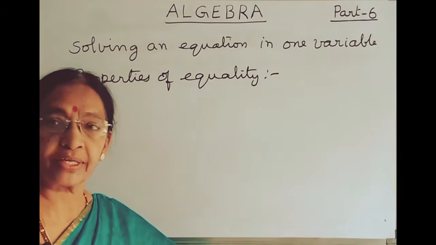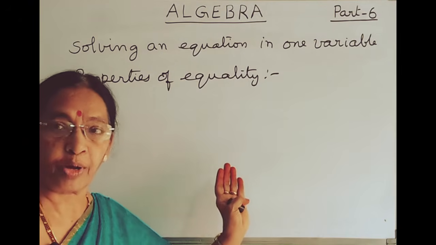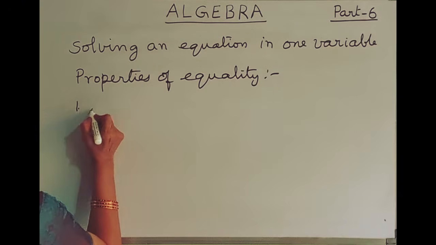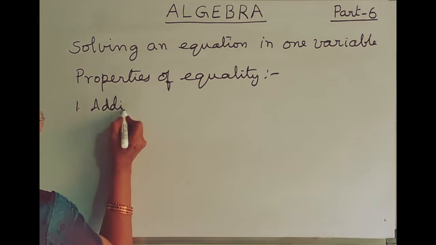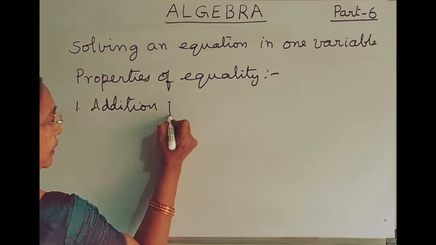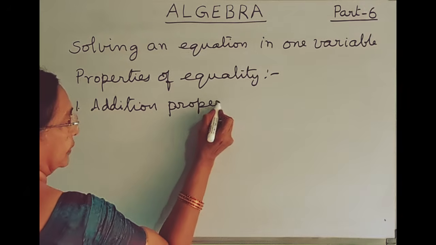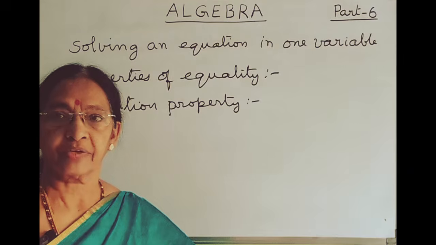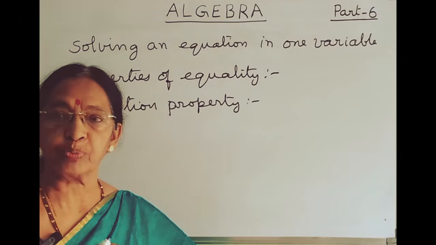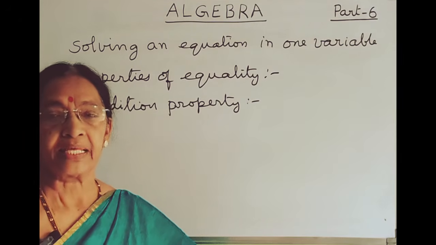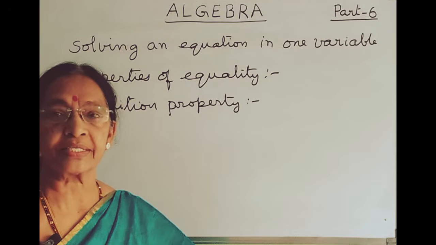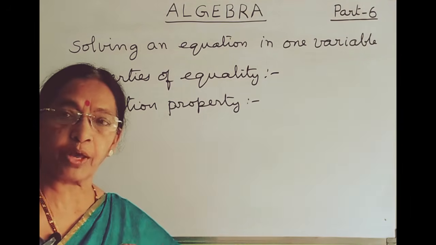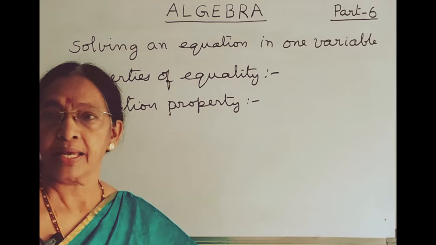So to solve an equation, we must know the properties of equality. There are 4 properties. One is addition property. Addition property: if equal numbers are added to both sides of an equation, there will not be any change in the equality.